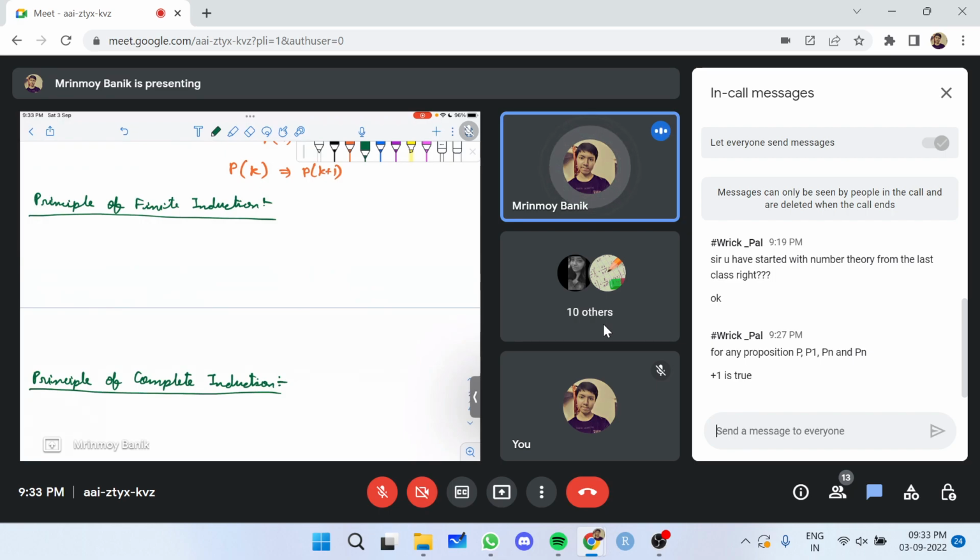Finite induction is the simpler one of the two. It says if you have a subset S of natural numbers, that is the set which you want to show is equal to N, and the following are true.